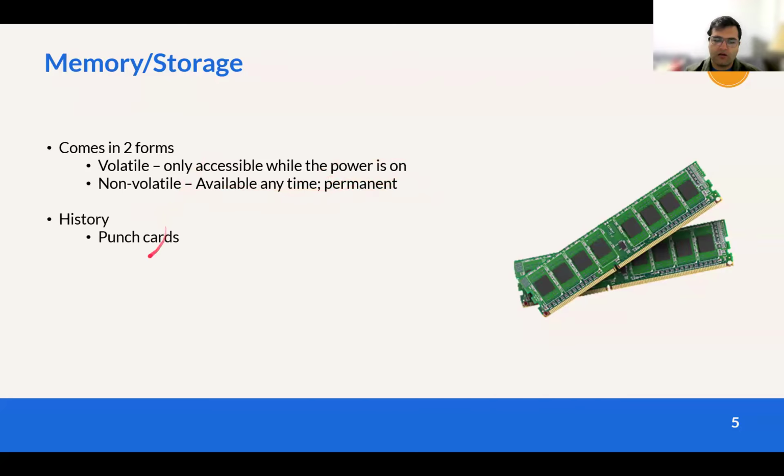So the earliest form of memory that we had was punch cards. Let me see, I don't think I have a picture of it. It's just a piece of thick paper, and it should have holes. Let me see if I can get a picture. Private window.